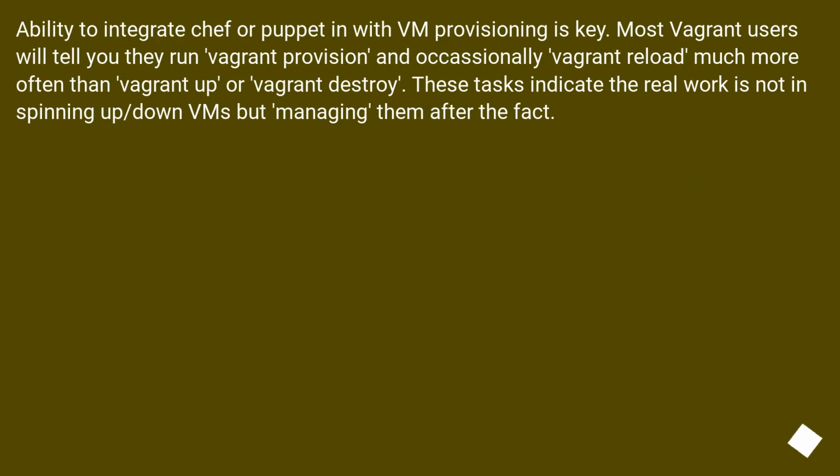Ability to integrate Chef or Puppet in with VM provisioning is key. Most Vagrant users will tell you they run Vagrant provision and occasionally Vagrant reload much more often than Vagrant up or Vagrant destroy. These tasks indicate the real work is not in spinning up/down VMs but managing them after the fact.